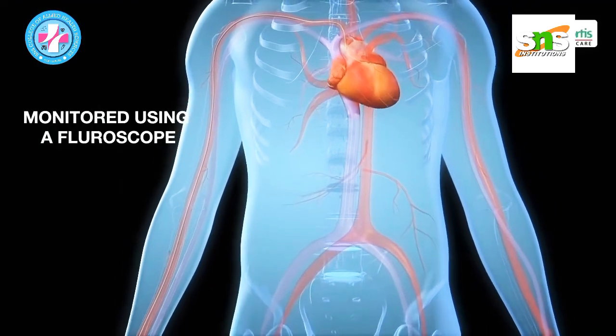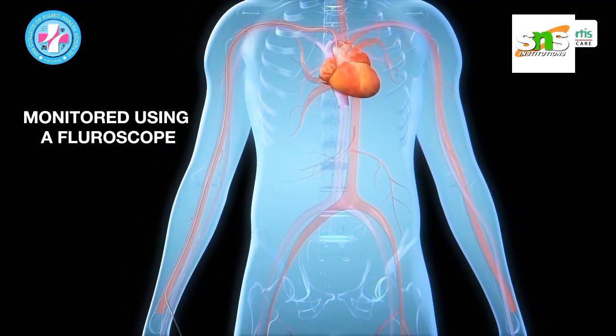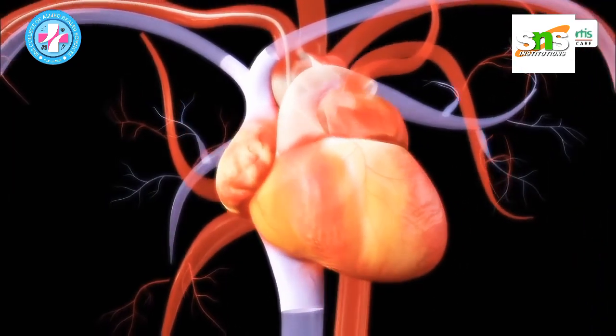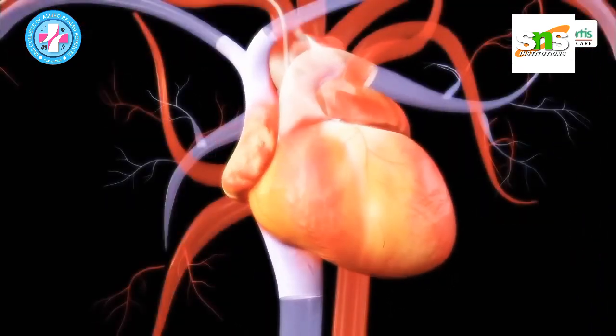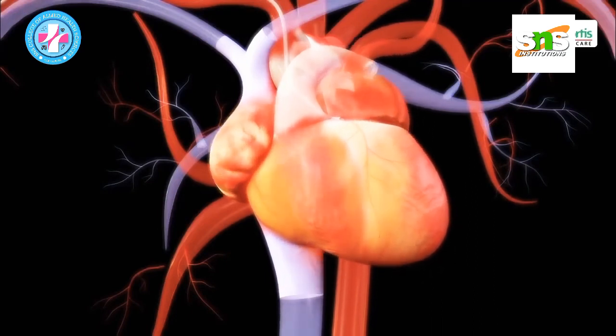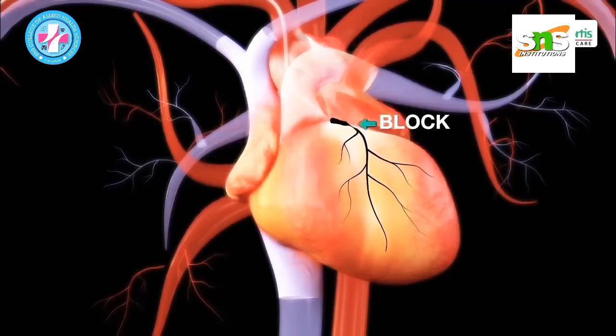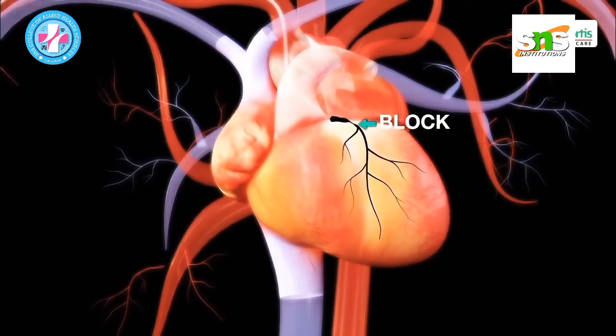This is monitored using a continuous X-ray imaging device called fluoroscope. At this point, the guide wire is removed and the tip of the catheter is positioned to enter the coronary artery. A special dye is injected which allows the fluoroscope to take X-ray images of the arterial interiors and help in identifying the position of the block.